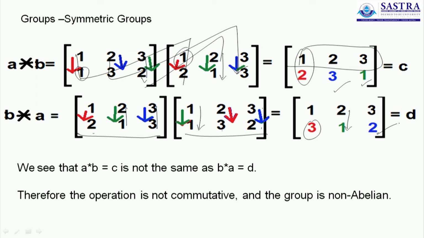But the most important observation that you can do here is that the operation is not commutative. So we found out A star B, that turned out to be C. We found out B star A, that turned out to be D. Both are totally different. They are not one and the same. And hence we make the first observation about symmetry groups. A symmetry group is not abelian because the operation is not commutative.